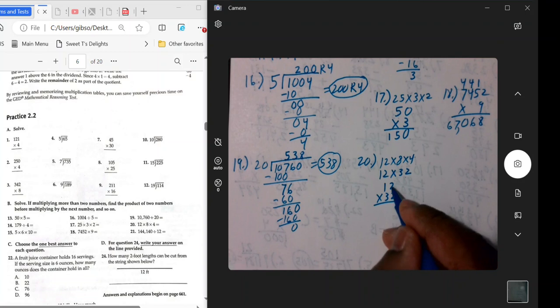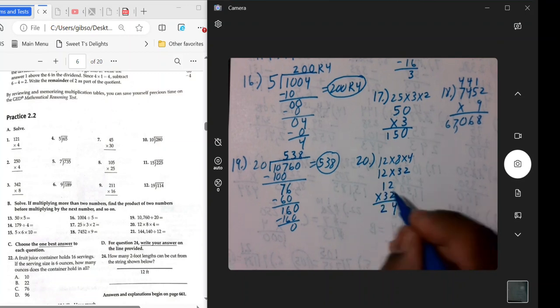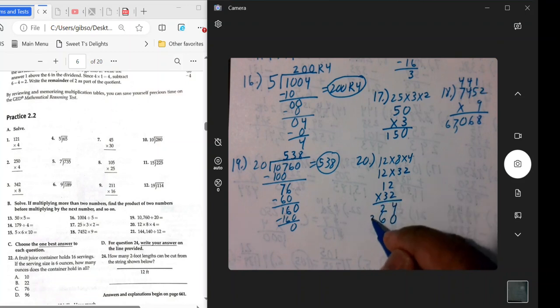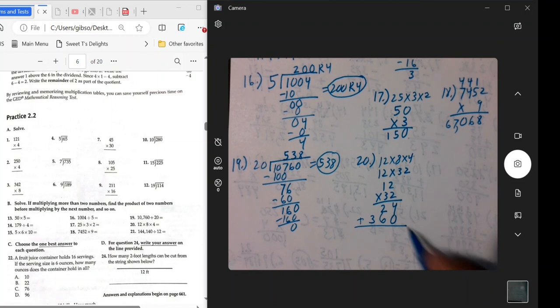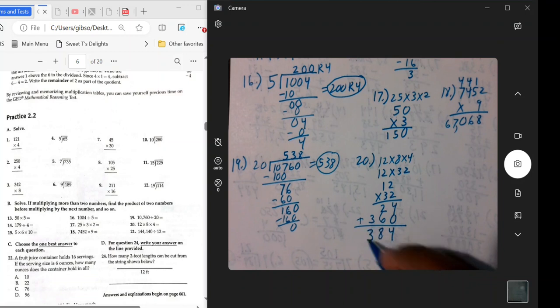Okay, now 2 times 2 is 4, 2 times 1 is 2. We'll put our 0 here. 3 times 2 is 6, and 3 times 1 is 3. So we add these together. So 4 plus 0 is 4, 2 plus 6 is 8, and 3 plus 0 is 3.